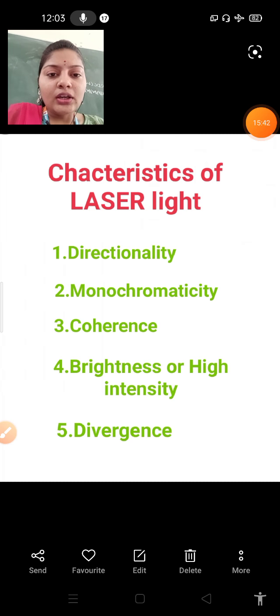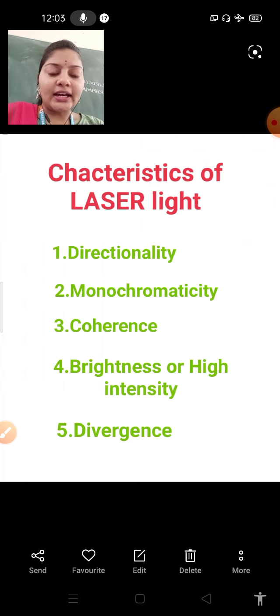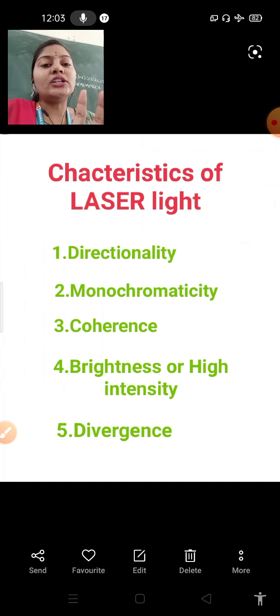Now coming to the laser properties, or the characteristics of laser light. When compared to ordinary light, laser light has some special characteristics. What are those? One is directionality, and then monochromaticity, coherence, brightness or high intensity, and divergence. These are the five special properties of laser light. If you compare laser light with normal light, these are the five different properties you observe.